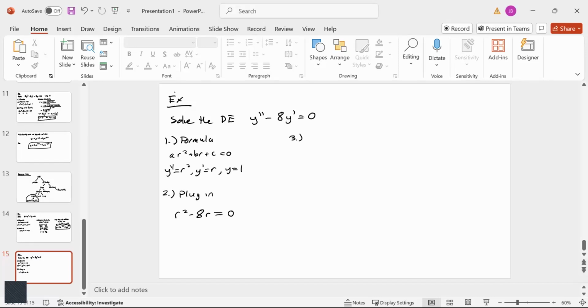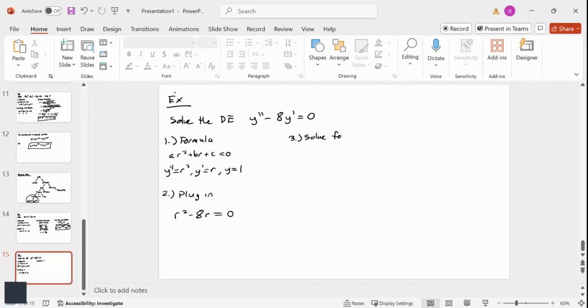So step 3 is solve for r. Sorry, quadratic. So r squared minus 8r equals 0. They both share an r. Now it's in factored form. You always get 0 as one of the solutions, and then you get 8 as the other one. And then step 4 is plug into solution.